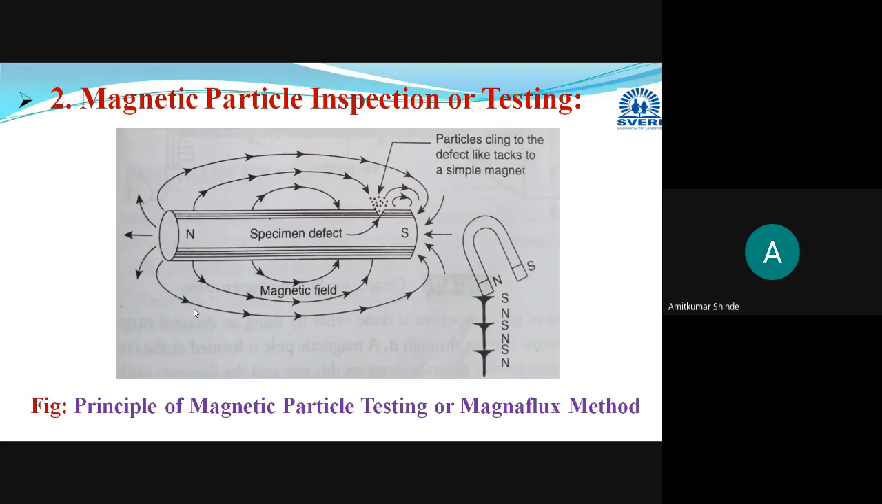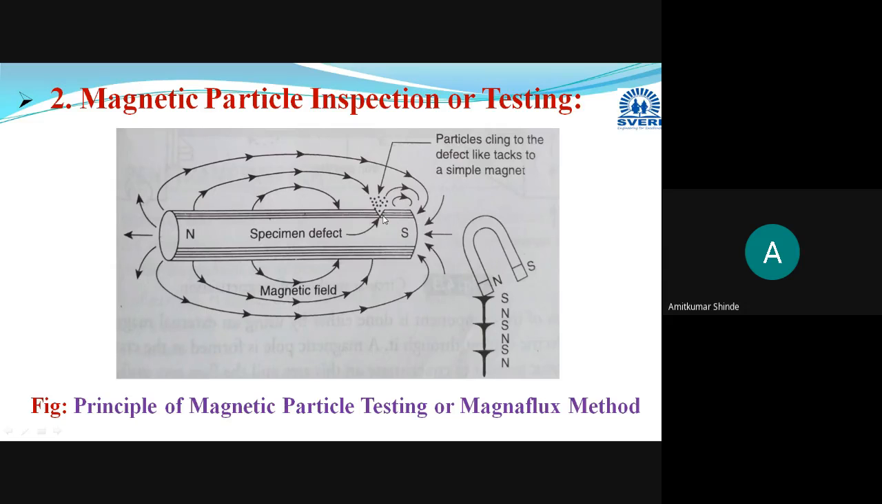Now, how is this process actually conducted, and what is the procedure for this test? I will first explain the principle in a short way with the help of this diagram. Here this is our test specimen, the specimen having a defect. This is the defect.